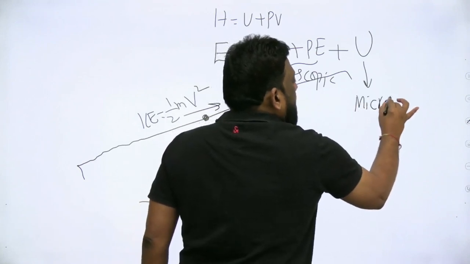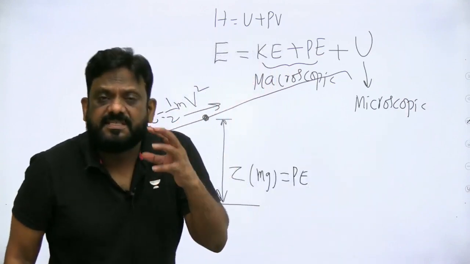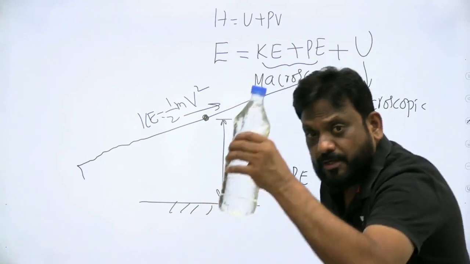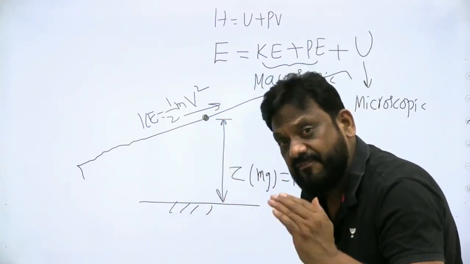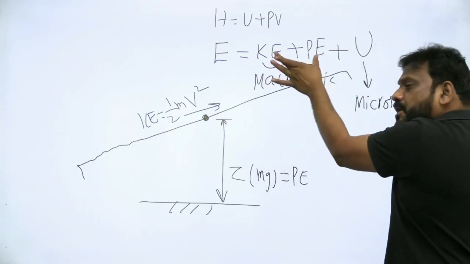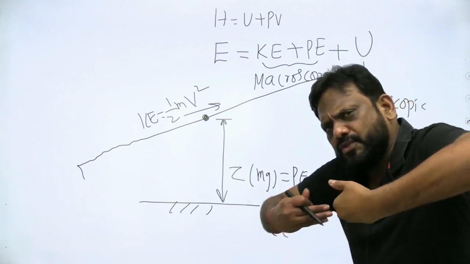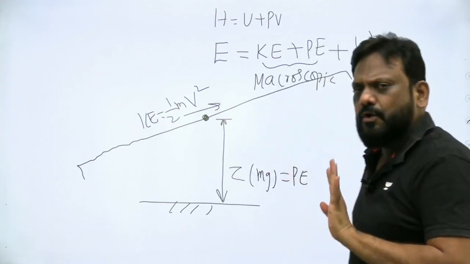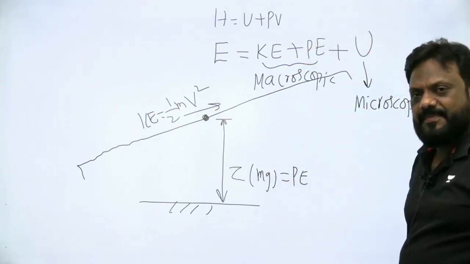Let me repeat, microscopic. So for a closed system, this is a closed system because water is not flowing. For a closed system, we have kinetic and potential energy, which are gross, and internal energy. As I told you, internal energy is the microscopic form, all microscopic forms of energy associated with molecules. No problem. This is for a closed system.